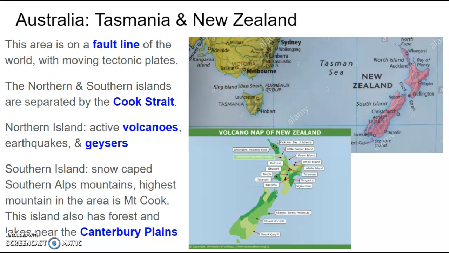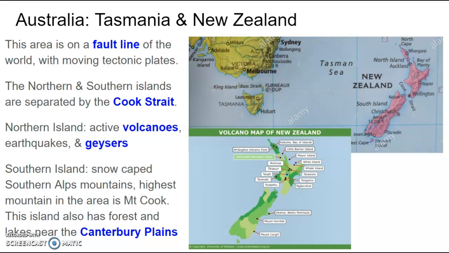In Australia, you've got two different island areas. One is Tasmania, which is the little island to the south of the mainland of Australia. And then we have New Zealand, which is a two-island piece. This area is on a fault line of the world, which means it's part of tectonic plates that move all the time. With this happening, we can see that both the islands of New Zealand do experience earthquakes, but one is more prone to it than the other. Between these two islands, that separates them is a body of water called the Cook Strait. So it's a very small body of water that separates the two islands.